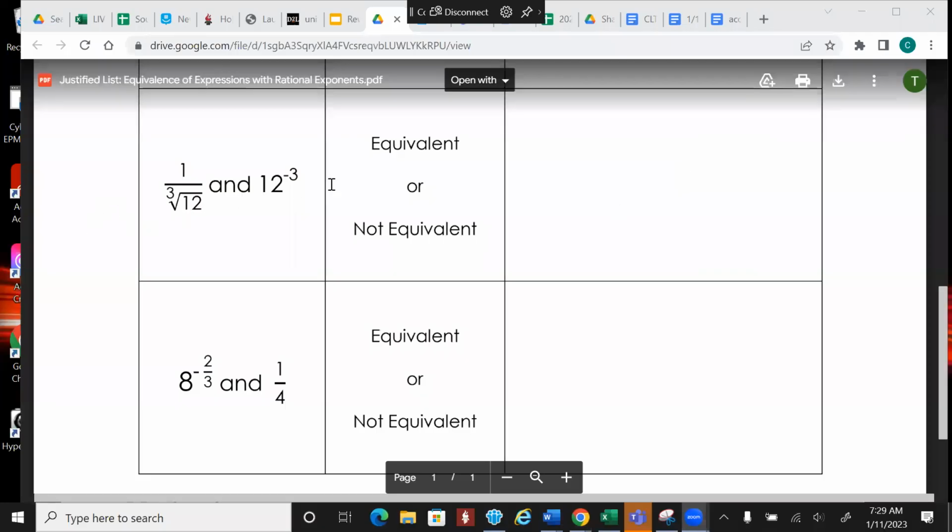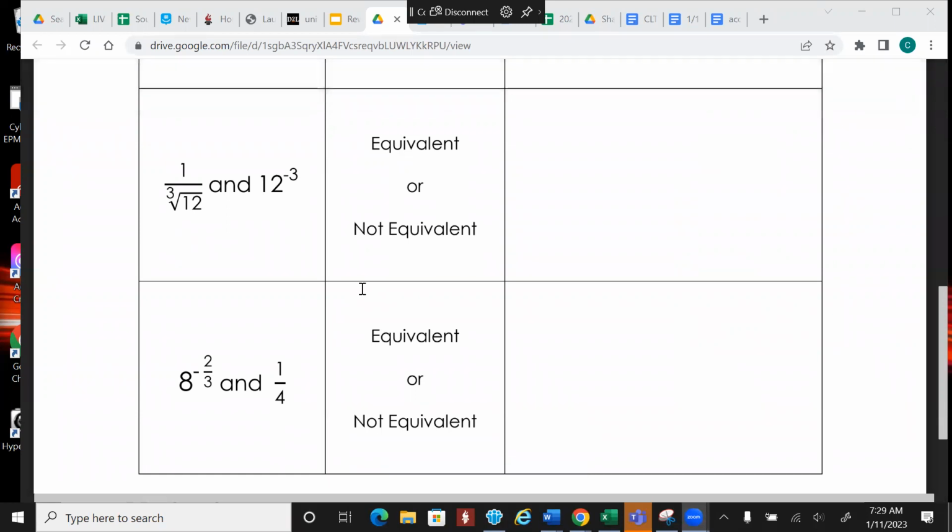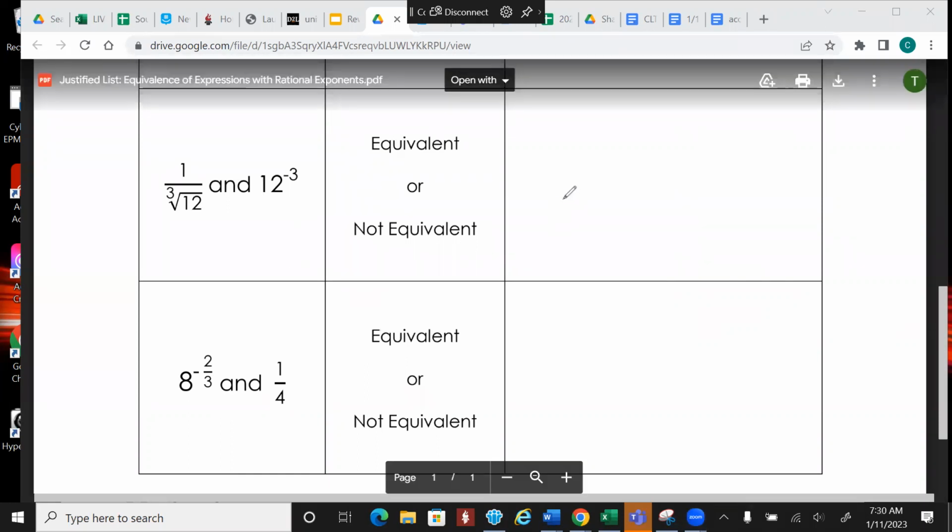So let's talk about this first one. Is this one equivalent or not equivalent? Which one is it? Okay, tell me why. Okay, so just looking at this guy, if we start with this, we know that negative means we're going to flip, right? But there's no denominator, right? So is there any radical that we're going to put? No. So these are not equivalent.